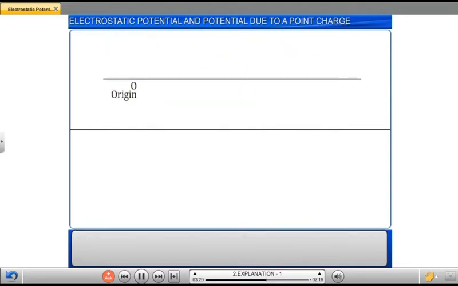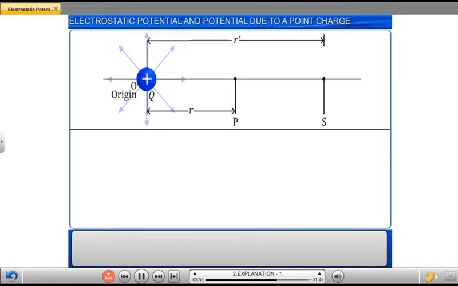Let us obtain an expression for the electric potential V at a point in the electric field of a point charge Q at the origin using the definition of the electric potential V at a point in the electric field of a static charge configuration. Consider the electric field of charge Q, in which P is a point at distance r from it. Consider the point S in the electric field, which is at distance r' from the charge Q.